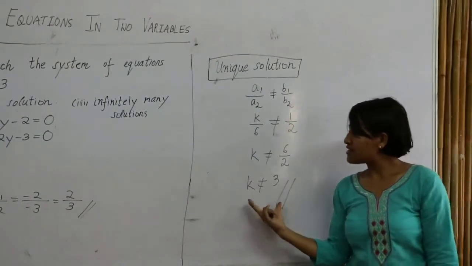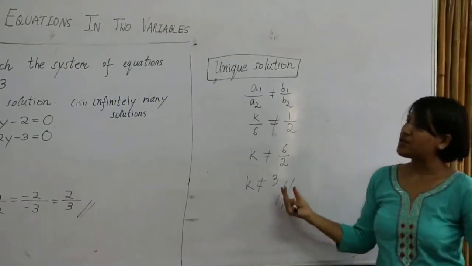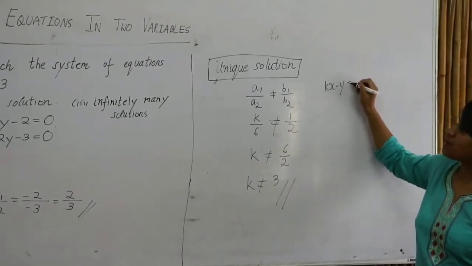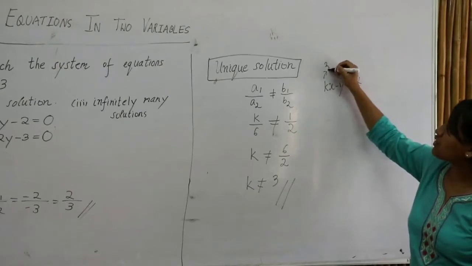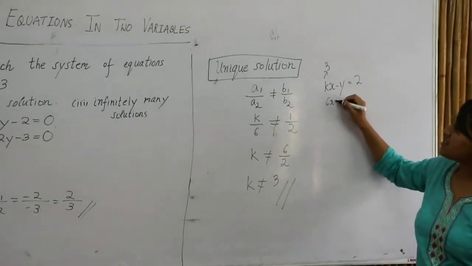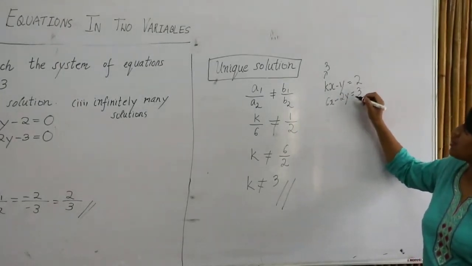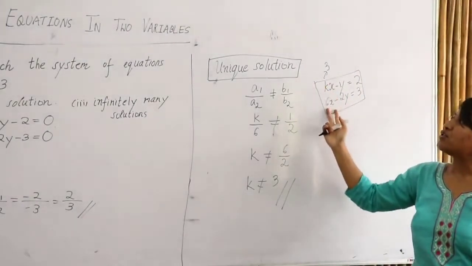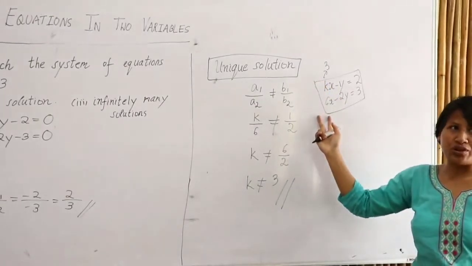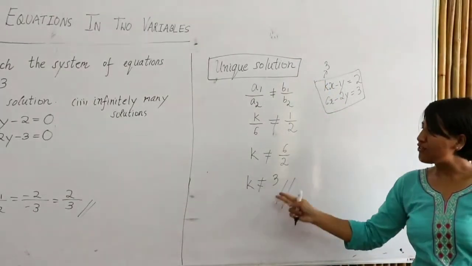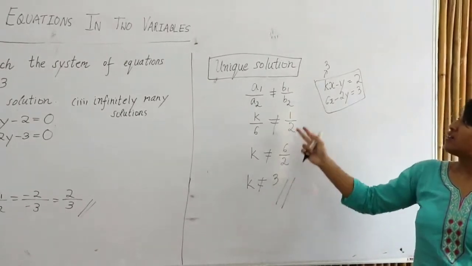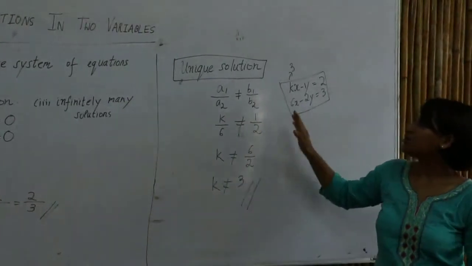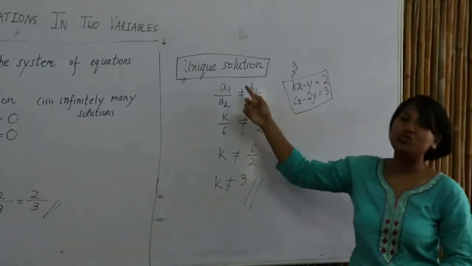So what does this mean? Now if you put this 3 in the first linear equation, and the second is this equation, it means that these two will not have a unique solution for k equal to 3. So you should not take k to be 3 for this to have a unique solution. Now we'll go to the second condition where it has no solution.